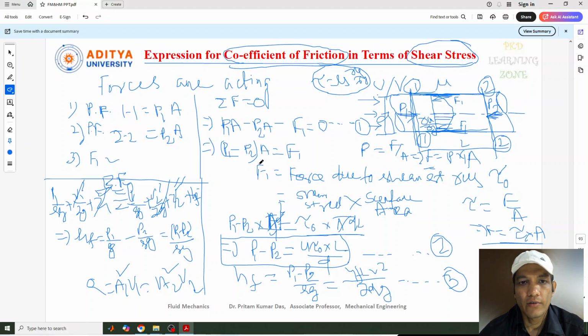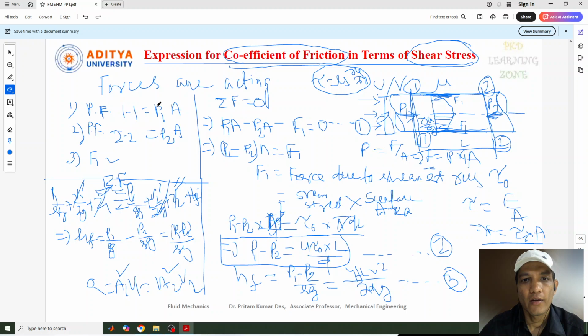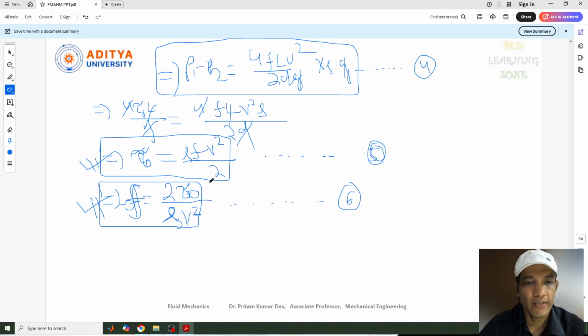So this is how to derive the shear stress in terms of the coefficient of friction, that means the expression for the coefficient of friction in terms of shear stress. This is the shear stress expression and this is the coefficient of friction expression. If you want to identify the value of shear stress, you can use this value. Same for the coefficient of friction f: you can see tau, that means shear stress, is there. That's why it is the expression for the coefficient of friction in terms of shear stress. I hope you understand this expression.